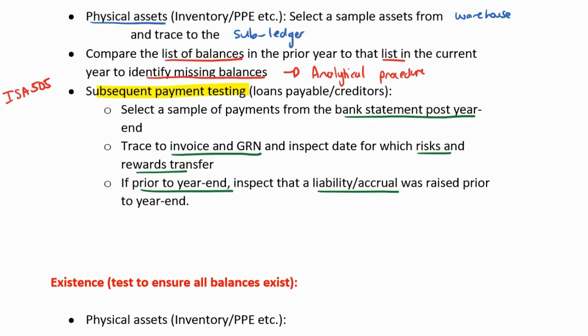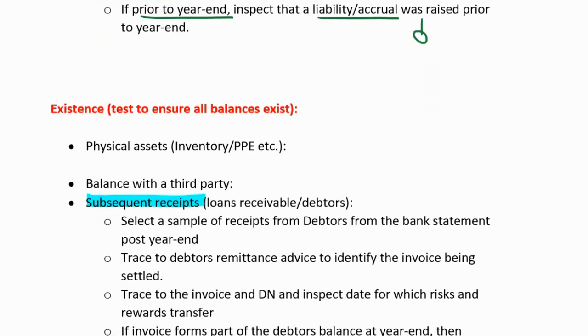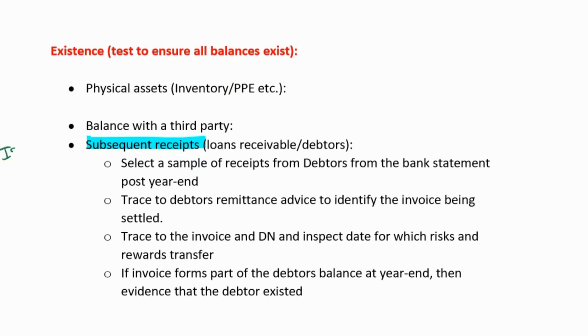Okay? If I see that risks and rewards did transfer before year end, but they didn't raise the liability or the accrual, they just actually paid for it post year end, it shows me that they have understated their liabilities and accrual. So just because they're paying in a few days' time does not mean they cannot record that liability. Okay, so some kind of evidence after year end can help me to identify if there is something missing at year end. Okay, opposite to the existence, I'm going to quickly deal with this again here because we've just done the creditor side of things, the subsequent payment.